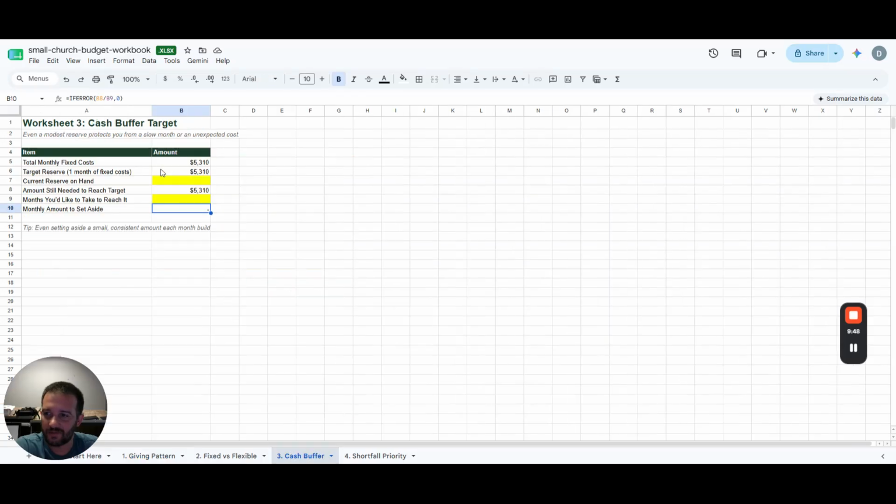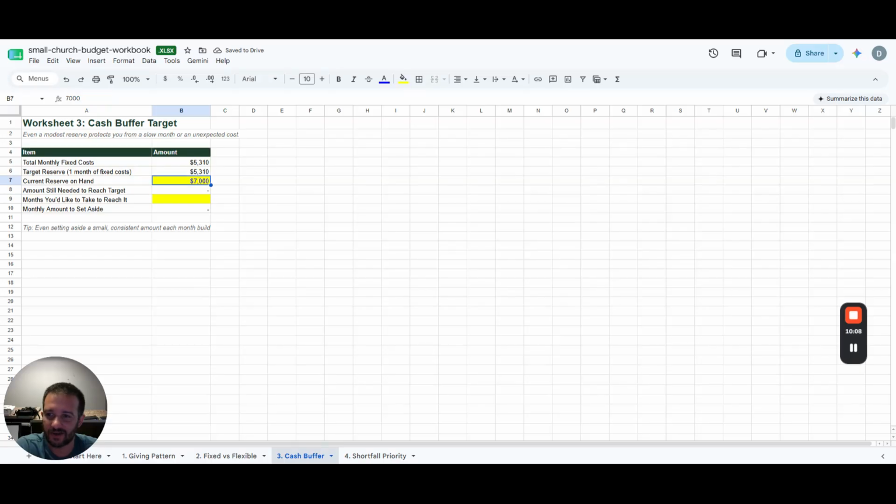So when we come over here, total monthly fixed costs is the things that we can't really get out of. So we have to make a decision. How much money, how much cash reserve do we want to have on hand? So let's say we want to have $7,000 cash on hand. All right.